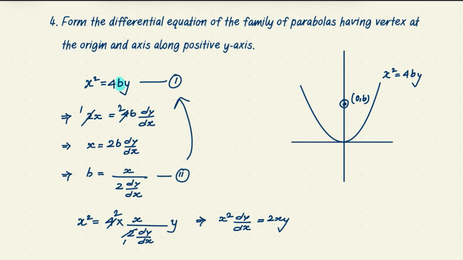Here we can cancel x and this x also, hence the required differential equation is x into dy over dx equals 2y, since this is free from parameter.